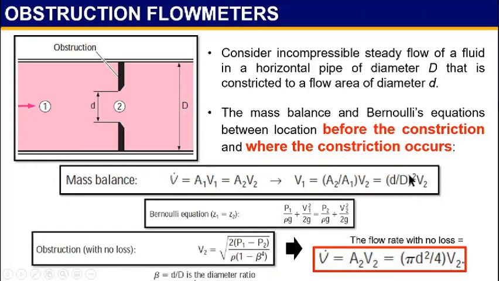Okay, D over D is actually the diameter ratio. We can denote this parameter with beta. Beta, D over D, is the diameter ratio. So now, by using this equation, we can calculate V2 by using the pressure difference between point 1 and point 2. Once beta, the ratio of the diameter, is known, and we also know the pressure difference between these 2 points before and where the constriction occurs, we can calculate V2.